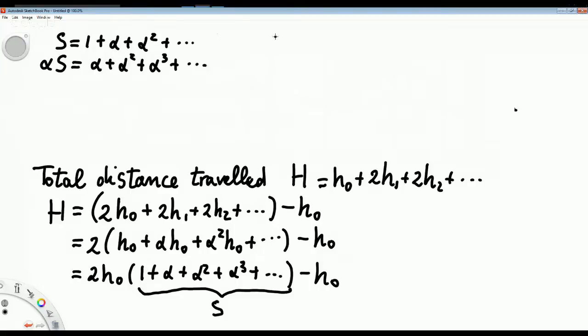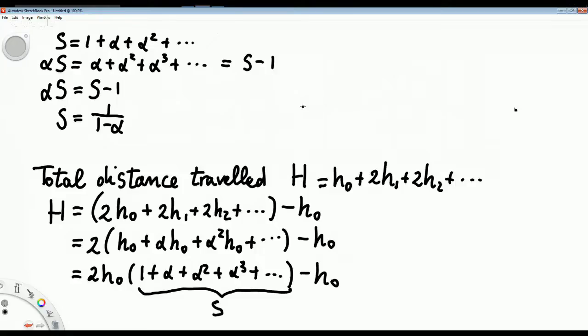Okay, but the right-hand side is almost the same as the original S. It's only missing the 1, the very first term that we had. So the left-hand side is simply S minus 1. So we've ended up with an equation like alpha S equals S minus 1, and we can very easily solve it. We factorize the S and end up with 1 over 1 minus alpha. Okay, so we have solved the problem.